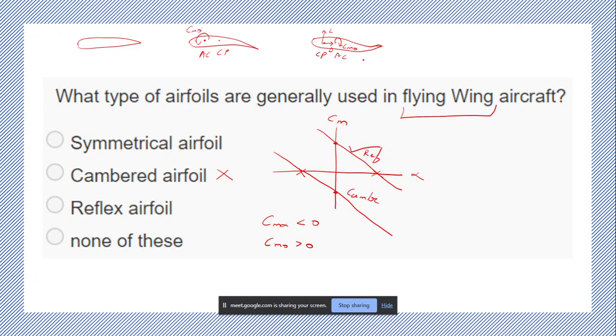The benefit of the cambered airfoil was that it has better lift generating properties than the symmetric airfoil. Though there is a reduction in this, the reflexed airfoil still has better lift generating properties than the symmetric airfoil. An additional property is that it has a positive Cm naught at its AC, which enables us to trim the aircraft or the flying wing at a positive angle of attack. So the right answer is the reflexed airfoil.